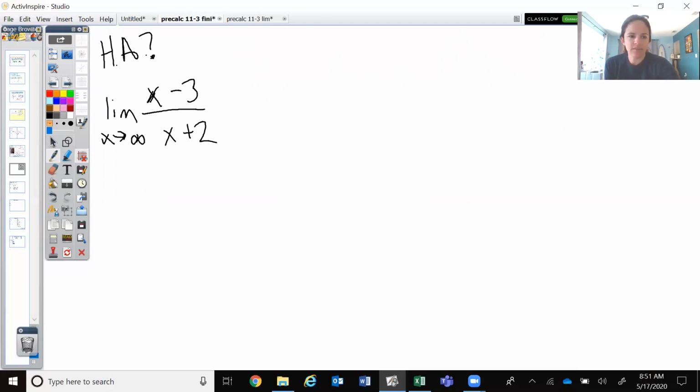And so you would look at the degrees and you would say, oh, the degrees are the same, they're both 1. So we would divide the leading coefficients, 1 and 1, and we would say that that limit is 1. However, if I was trying direct substitution, quote unquote, by substituting in infinity, quote unquote, I'd get infinity minus 3 over infinity plus 2, which is infinity over infinity, right?